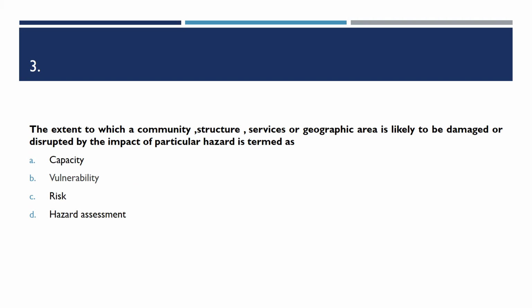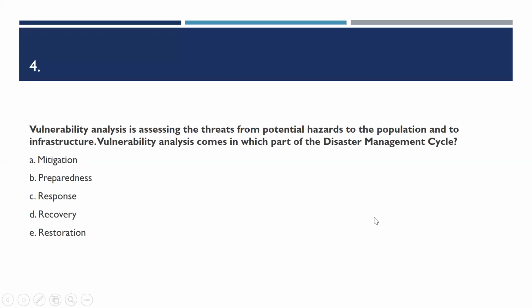The extent to which a community's structural, social, and geographic area is likely to be damaged or disrupted by the impact of a particular hazard is termed as: A. Capacity, B. Vulnerability, C. Risk, D. Hazard assessment, and E. Restoration. The answer is B. Vulnerability. Vulnerability analysis is assessing the threats from potential hazards to the population and to infrastructure.